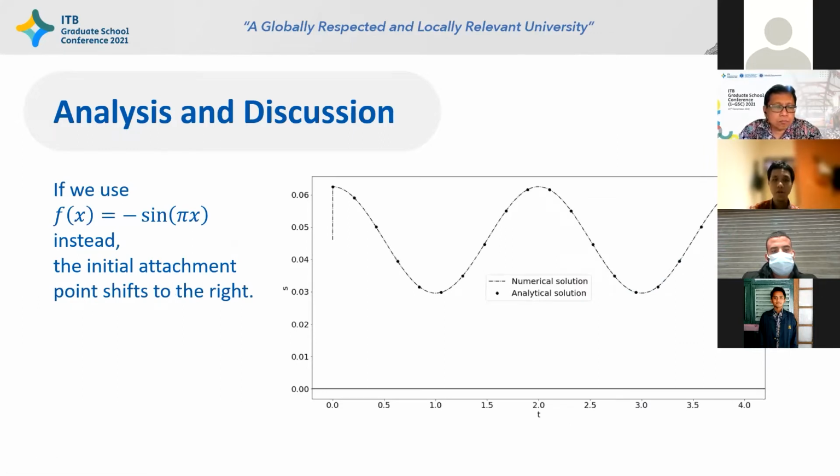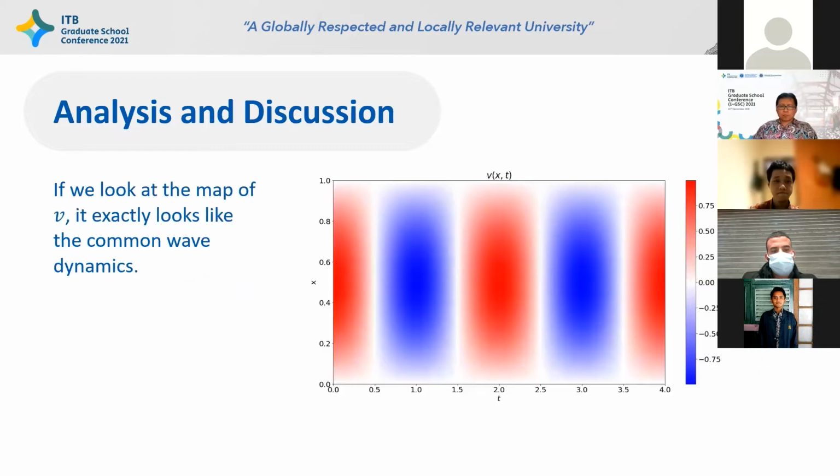Okay, so we introduce another kind of initial condition. We have a somewhat similar result, but it starts from the positive side. Next. So this is the map. Actually, it looks like very common wave dynamics. So we can see that even if we have a moving boundary problem, the result is quite the same as the wave equation. Next.